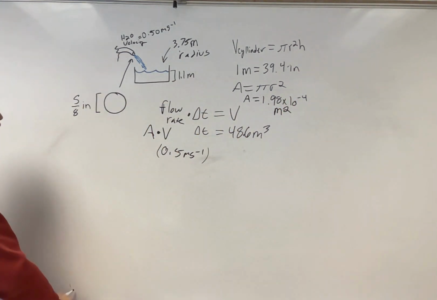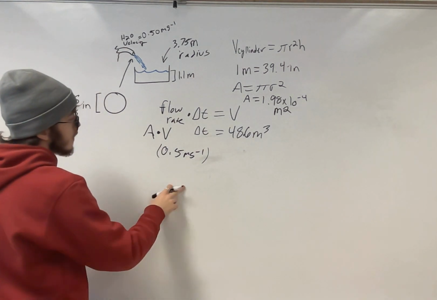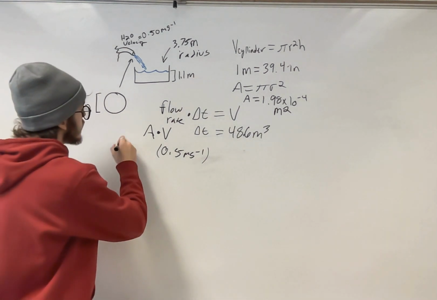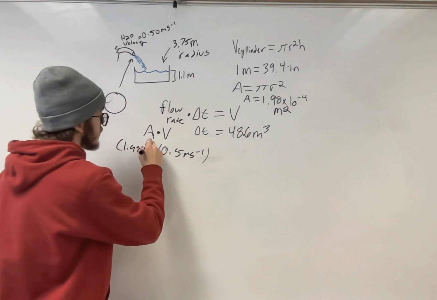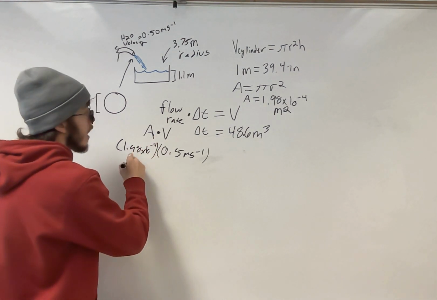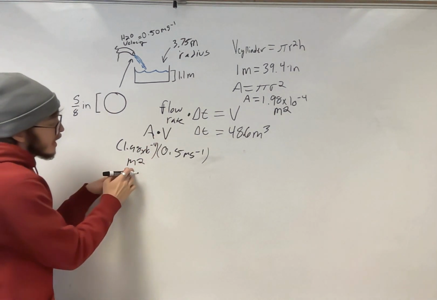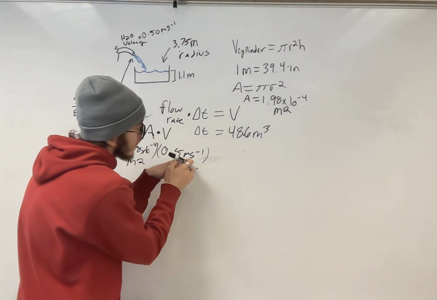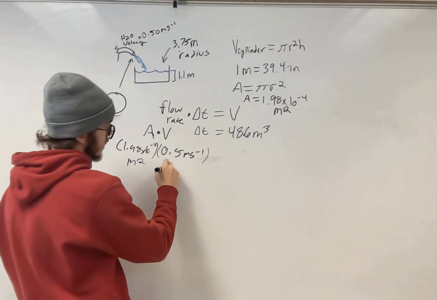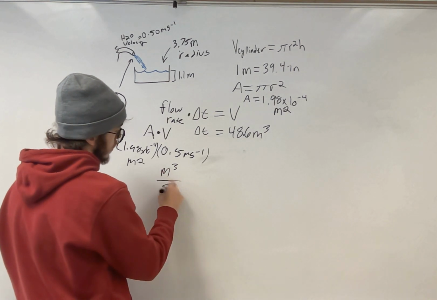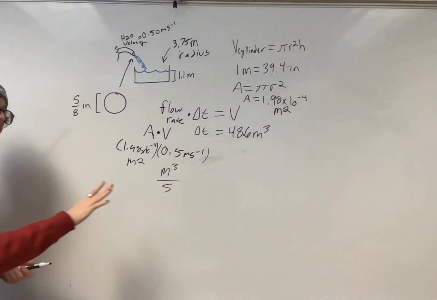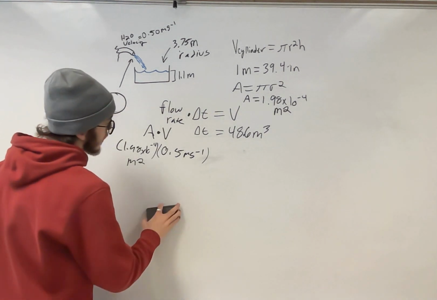Now we can go ahead and plug that in with our velocity to get a flow rate. So let's actually set that up, 9.8 times 10 to the negative 4 meters squared. Notice, it's meters squared times a meter over a second. So that's going to give us meters to the third over seconds. Does it make sense? All right, moving on.